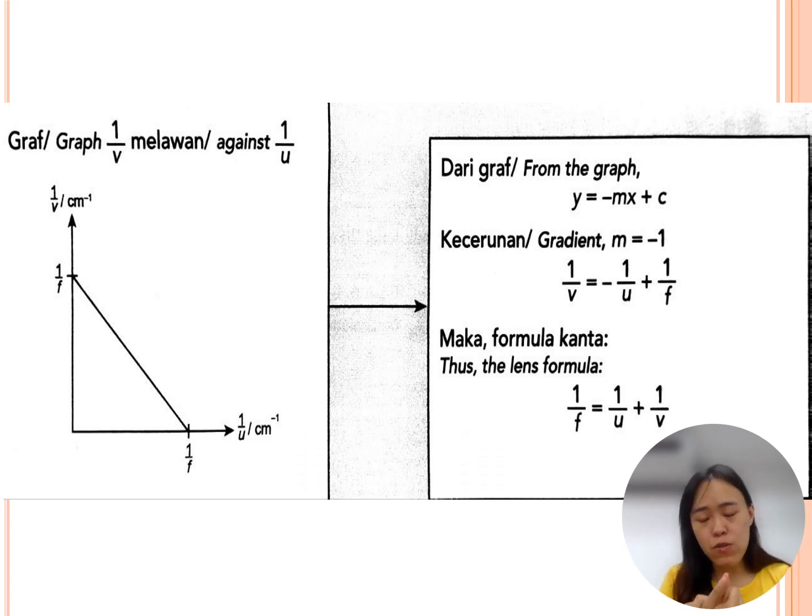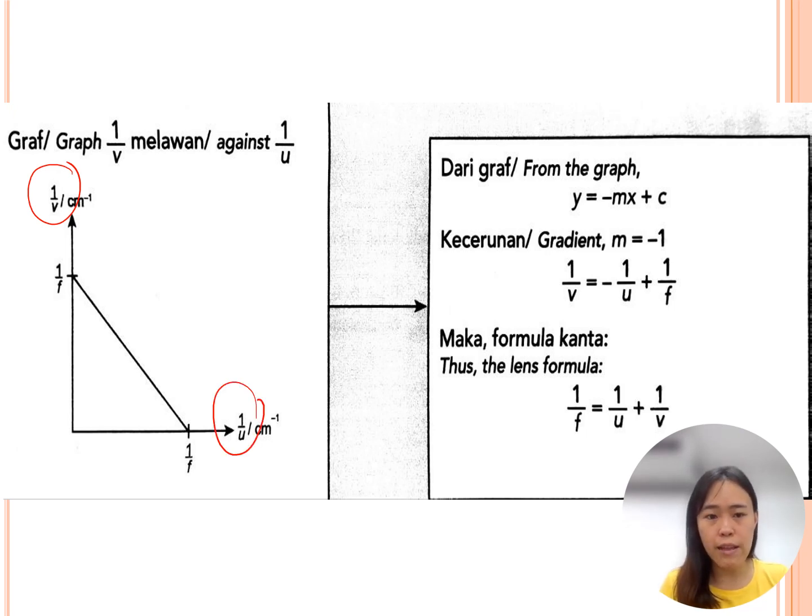The video just now simply showed that different positions of the object produce different characteristics of the image, and you can use this experiment to identify the image distance and object distance. From the experiment I showed you, you will get this kind of graph of 1 over v against 1 over u, which goes downward like this.